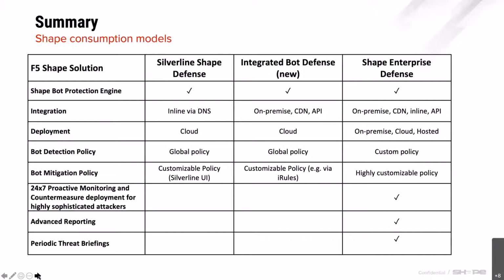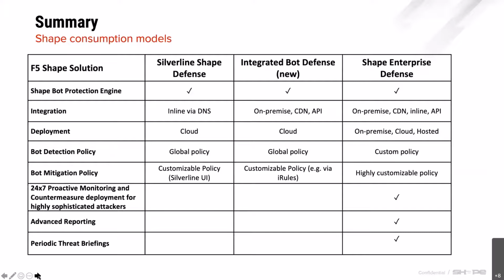And then you have different consumption models depending on what you want. So Silverline Shape Defense, we've integrated Shape with the Silverline Managed Service, WAF service from F5. So if you're running your traffic through Silverline right now, benefiting from managed WAF, you can turn on the automation protection in the UI. So it's all self-service. It's a cloud deployment, obviously, because you're using Silverline.